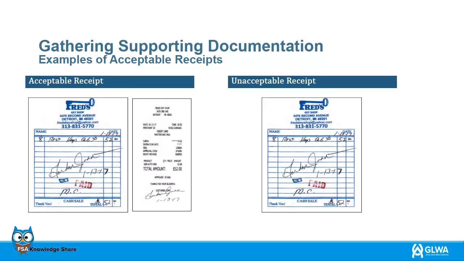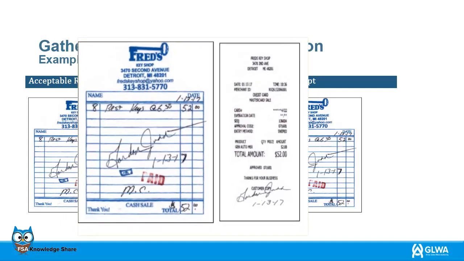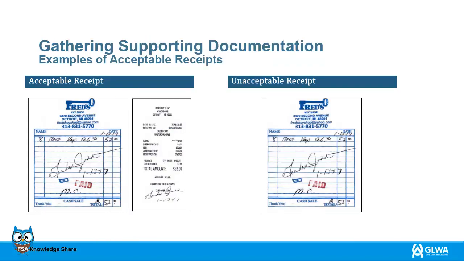Handwritten receipts are accepted only when accompanied by a MasterCard receipt. All of these requirements must be met before a receipt is considered acceptable supporting documentation. If only the handwritten receipt or only the MasterCard receipt is submitted, the receipt is considered unacceptable.